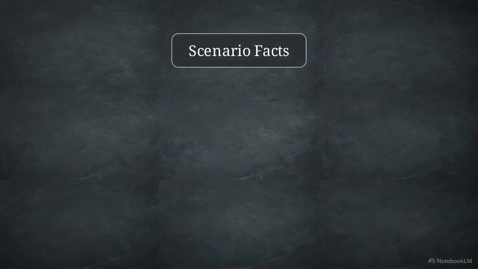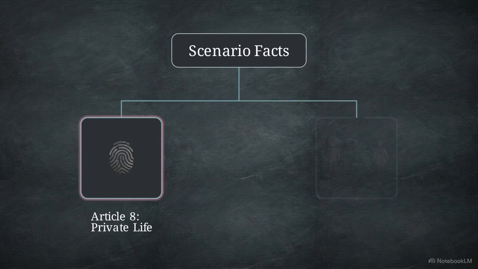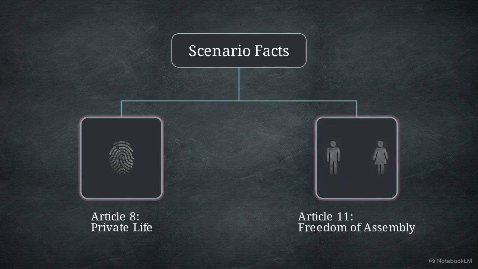The scenario presents two distinct legal triggers. First, retaining your biometric data immediately engages Article 8, your right to respect for private and family life. Second, banning you from future gatherings directly targets Article 11, your freedom of peaceful assembly.